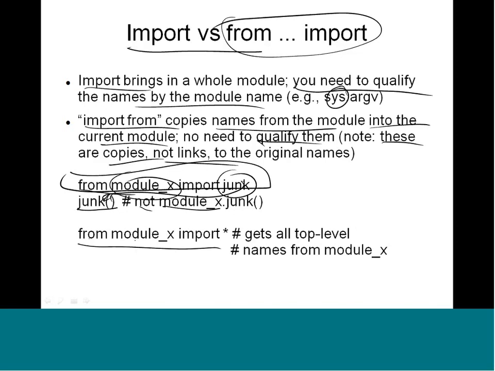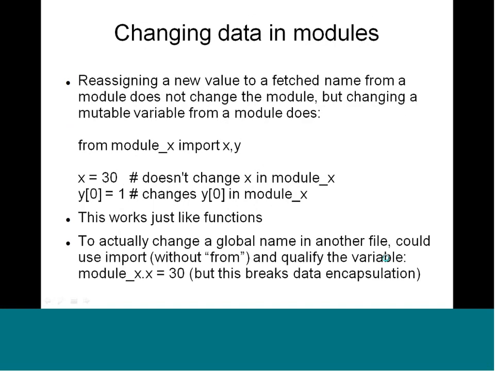And then you can say from module X import star, that gets all the top level names from module X. Now, changing the data inside modules. If you reassign a new value to a name fetched from a module, that does not change the module, but changing a mutable variable from the module does. For example, from module X import X, Y, when we say X is equal to 30, it doesn't change X in module X.